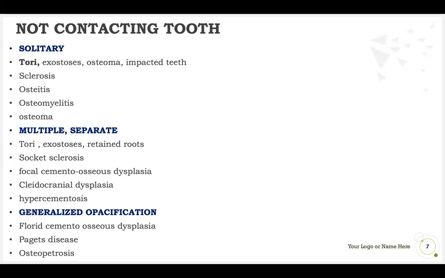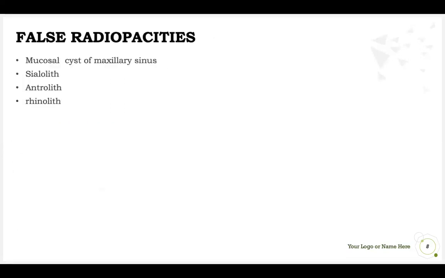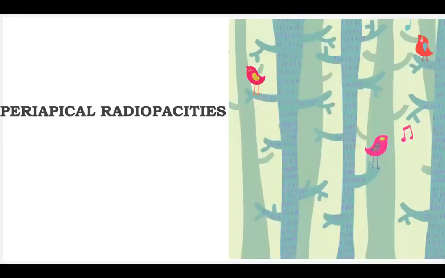Multiple and separate, not contacting the tooth kind of radiopacities are socket sclerosis, focal cemento-osseous dysplasia, cleidocranial dysplasia, and hypercementosis. The generalized opacification includes Paget's disease and osteopetrosis. False radiopacities include mucosal cyst of the maxillary sinus, silolith, antrolith, and rhinolith.